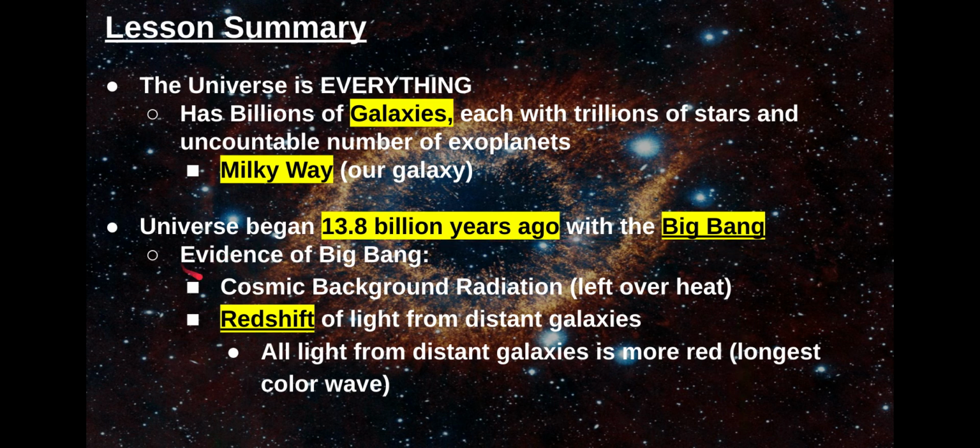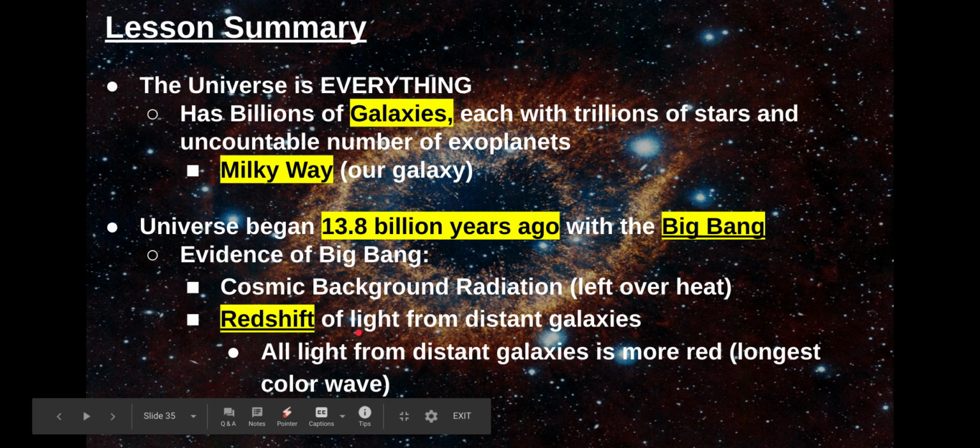And the evidence that scientists point to for the Big Bang is the leftover heat, or the cosmic background radiation, that is detectable. So it's like that oven got turned on 13.8 billion years ago, a crazy heat. They turned it off, but there's still heat left over, right? We still have heat left from the Big Bang.